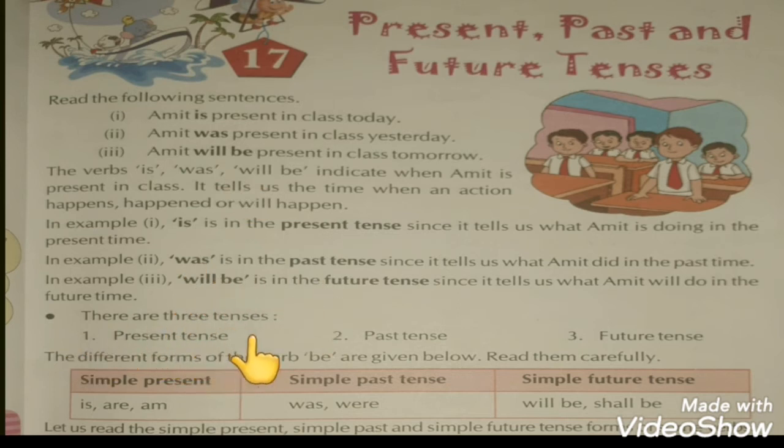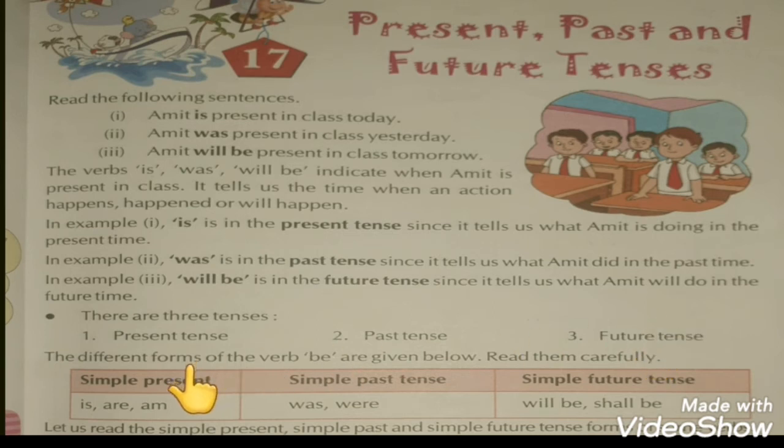There are three types of tense होते हैं. One is present tense, past tense and future tense. Present tense जो होता है वो present के बारे में बात करता है जो चल रहा है. Past tense वो चीज़ों के बारे में बात करता है जो हो चुका है. And future tense जो होता है वो बात करता है जो होने वाला है, जो future में होगा.